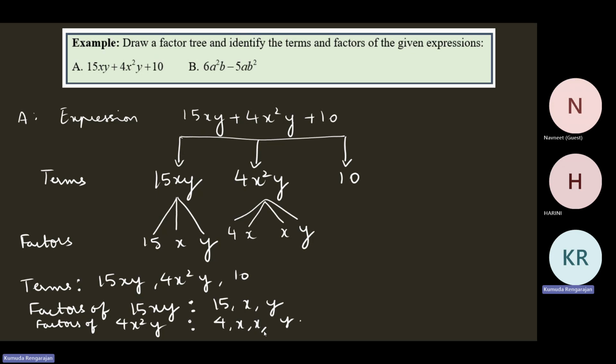But in Exceed, they'll only factorize the algebraic parts, not the numerical parts. The numerical parts meaning 15, 4 and 10. 15 can be written as 3 into 5. 4 can be written as 2 into 2. And 10 can be written as 2 into 5. But you see that in Exceed, they don't factorize the numerical portions. Only the algebraic part is factorized. So that's what I've told you. Understand, children? Yes, ma'am. Okay.